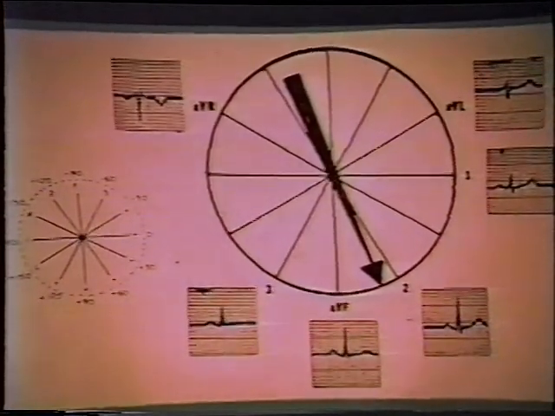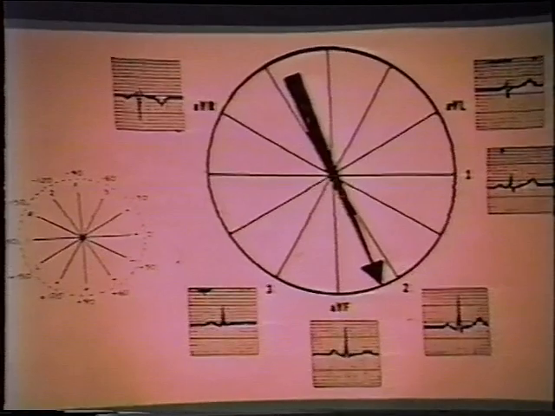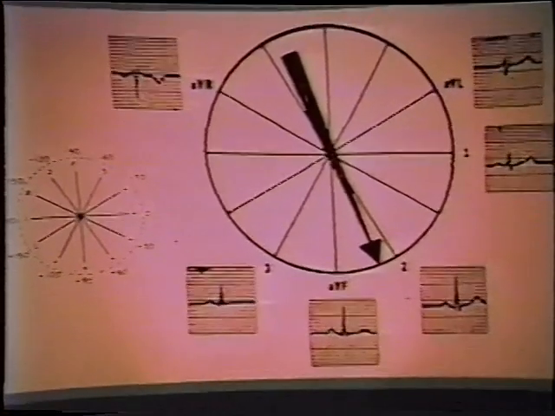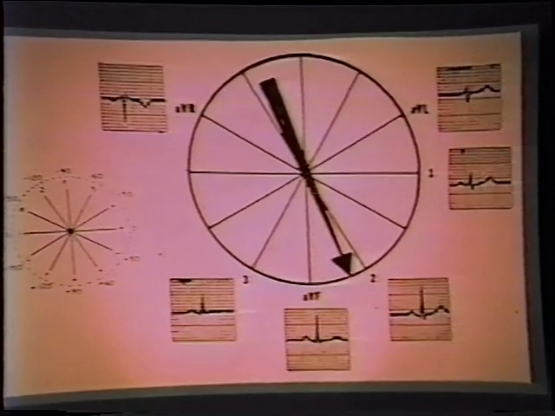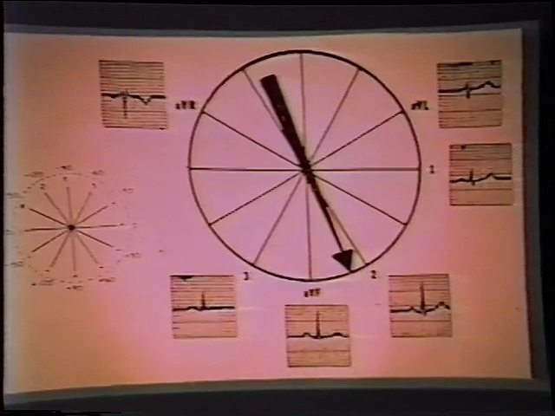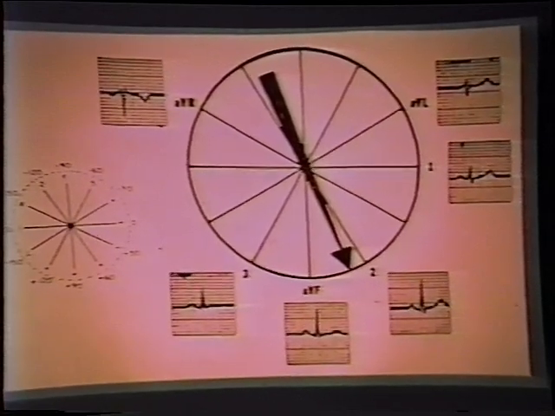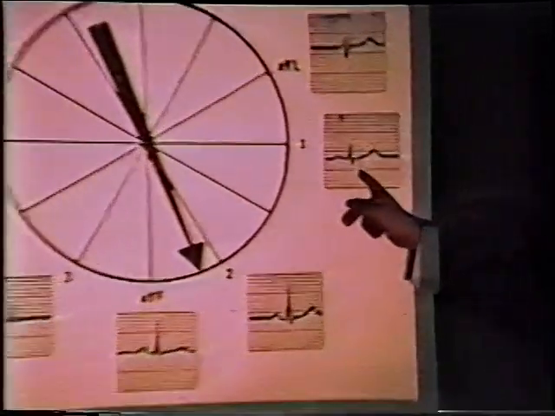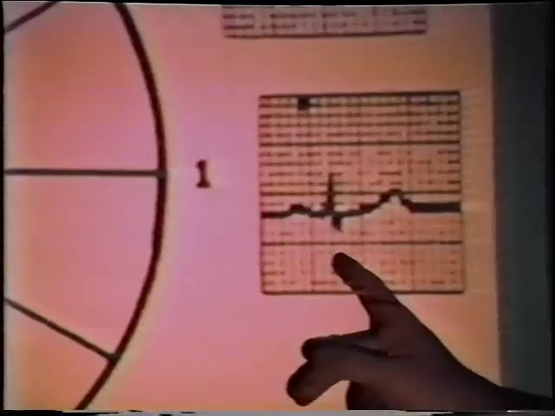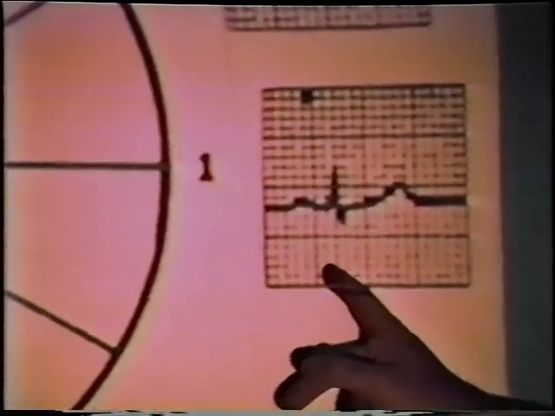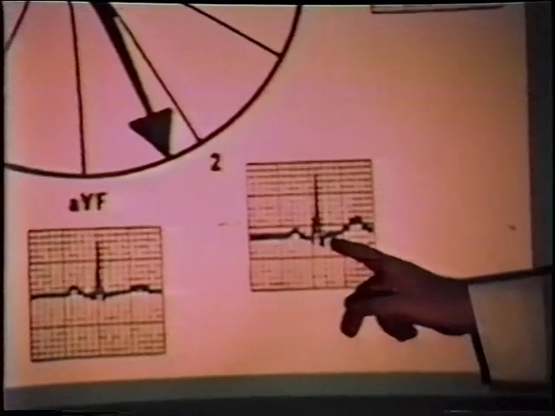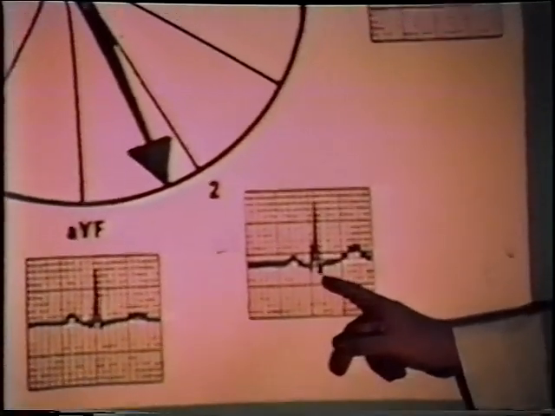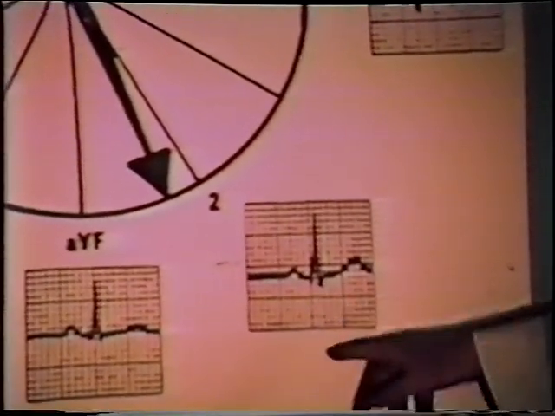Okay, so let's look at a few EKGs here. We said if it's negative in lead 2, it's a left axis. If it's negative in lead 1, it's a right axis. Okay, that's all we have to look at, two leads. Lead 1, is it negative? No, it's positive. So it's not a right axis. Lead 2, is it negative? No, it's positive. So it's not a left axis. That must be a normal axis. So when you plot it out and do all that work, it's a normal axis.